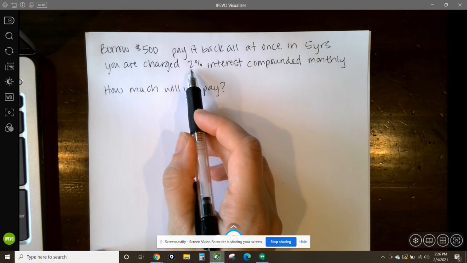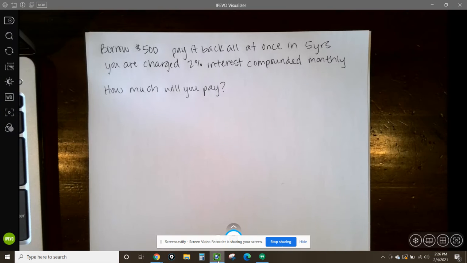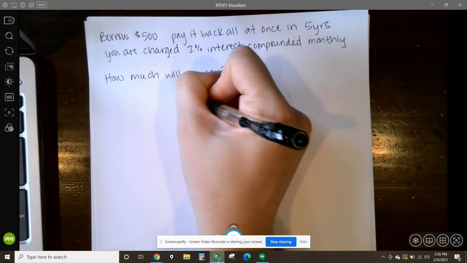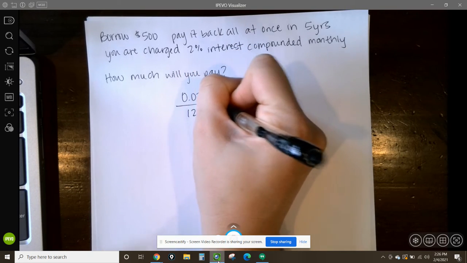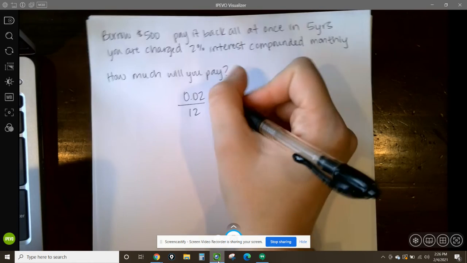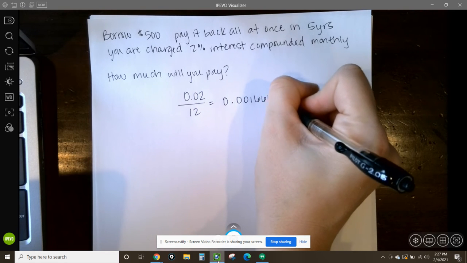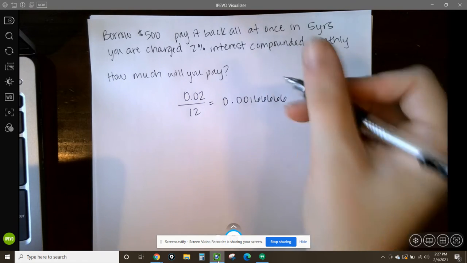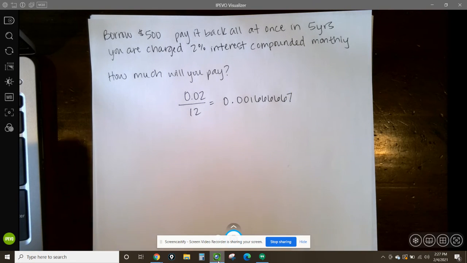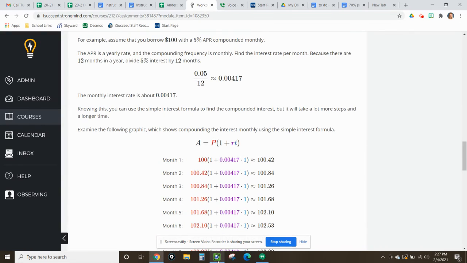So this one was 2%. We're going to do the same thing. We're going to take 2% but write 0.02 and divide by 12. So let me get my calculator. 0.02 divided by 12 comes out as 0.0016, and then that 6 is repeating. So I'll put a 7 at the end. Something like that. Okay, so that's going to be our monthly interest rate.